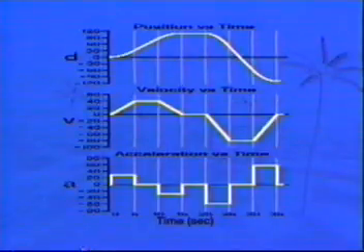Comparing the three graphs side by side, the relationships among displacement, velocity, and acceleration can be examined. The slope of the position versus time graph gives velocity, while the slope of the velocity versus time graph gives acceleration.